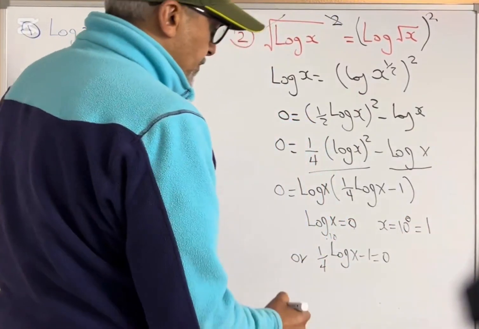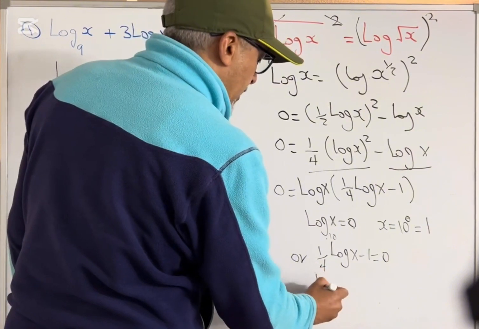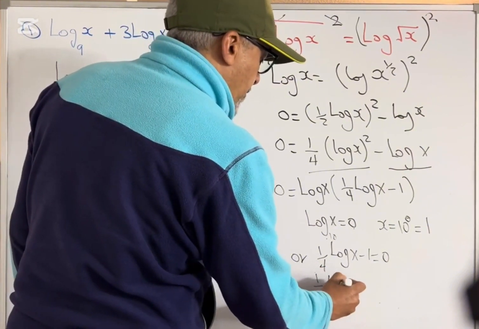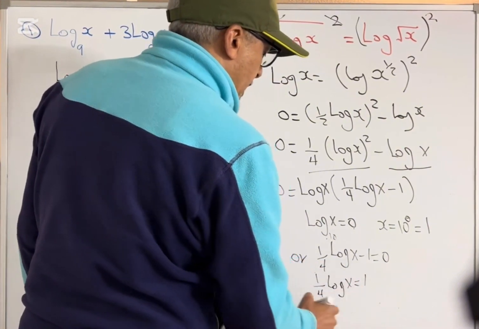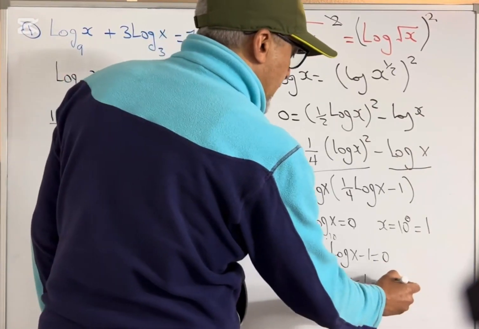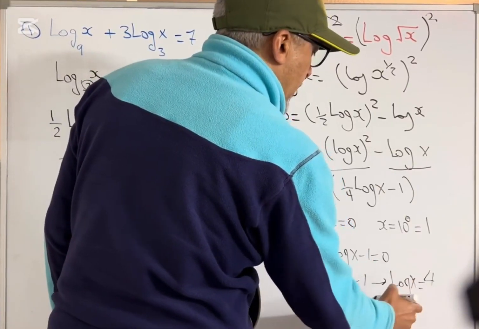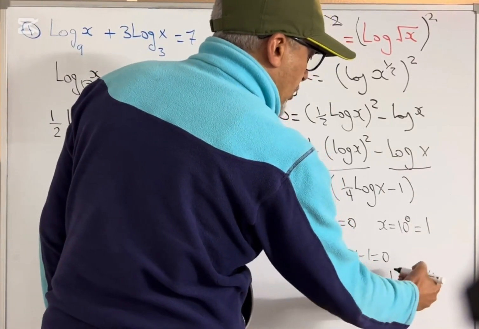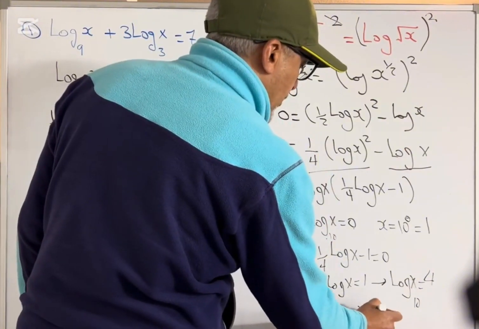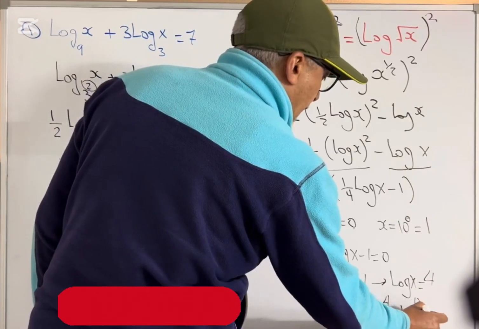Here, I'm going to move the negative 1 to the other side. So quarter log x equals 1. I'm going to cross multiply the 4 into there. So I'm going to get log x equals 4. Now you remember the base is 10, so 10 raised to the power of 4 gives me x. So x equals 10 to the 4, which equals 10,000.